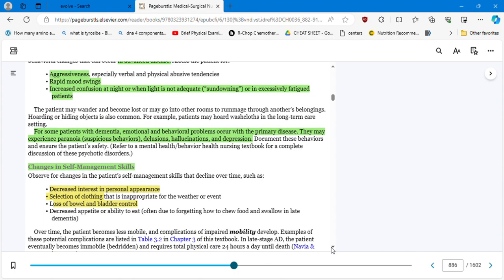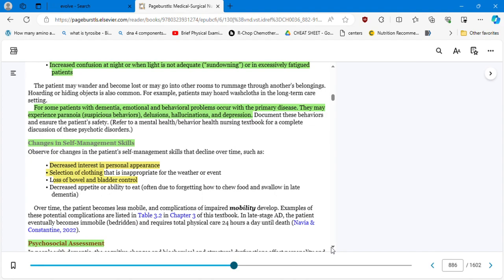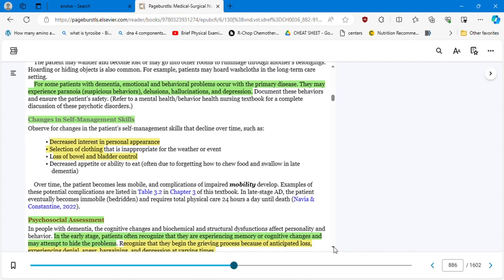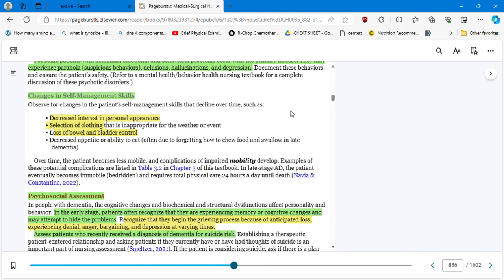For some patients with dementia, emotional and behavioral problems occur with the primary disease. They may experience paranoia, suspicious behavior, delusion, hallucinations, and depression. So right there, you need to understand that we are talking about a very difficult disease, not only to manage, but we need to find the right caregiver for this type of patients. It's very important. This is one of the diseases where nurses are going to be very important in the care of these patients. Not only nurses, but family caregivers, okay?